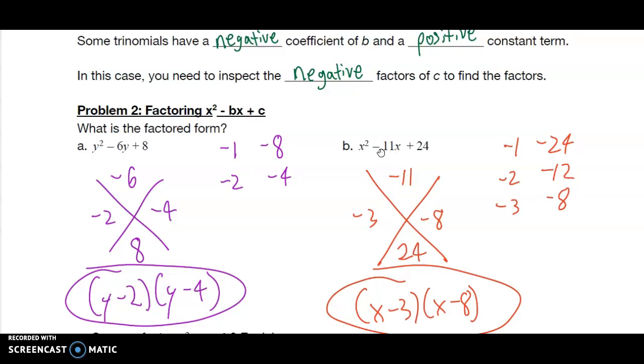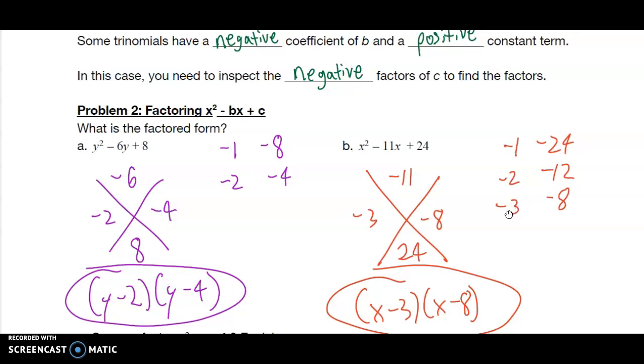Trying that again with some other values. Again, notice this pattern is always if the middle term is negative and you have a positive constant, the only way to do that is to multiply two negatives together. So -1 and -24 would multiply to give me 24, but not the right pair. -2 times -12 also doesn't add to give us -11.